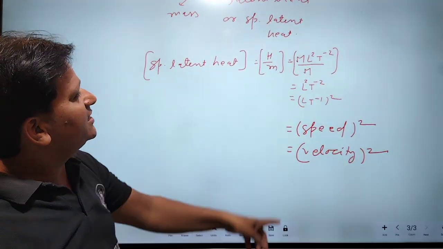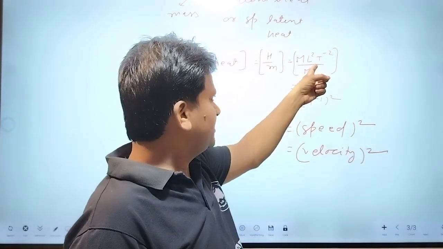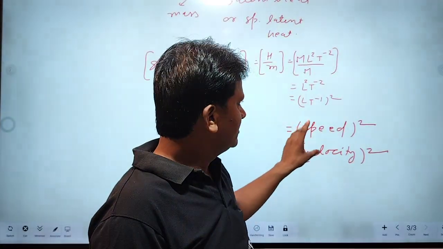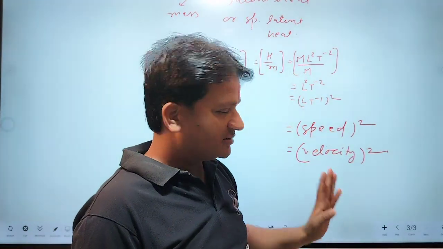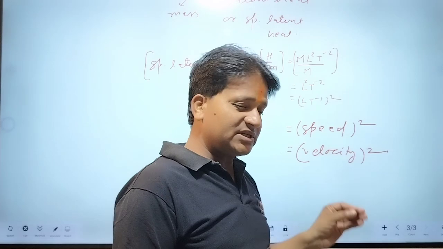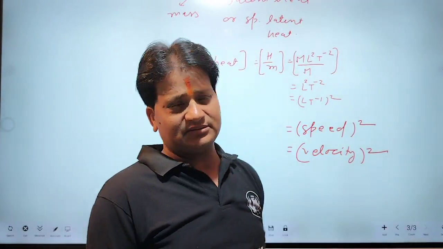A specific latent heat will be H by M. H is heat energy and M is mass. Like this, a speed square, velocity square. Because a speed and velocity have same dimension, which is equal to LT minus 1.